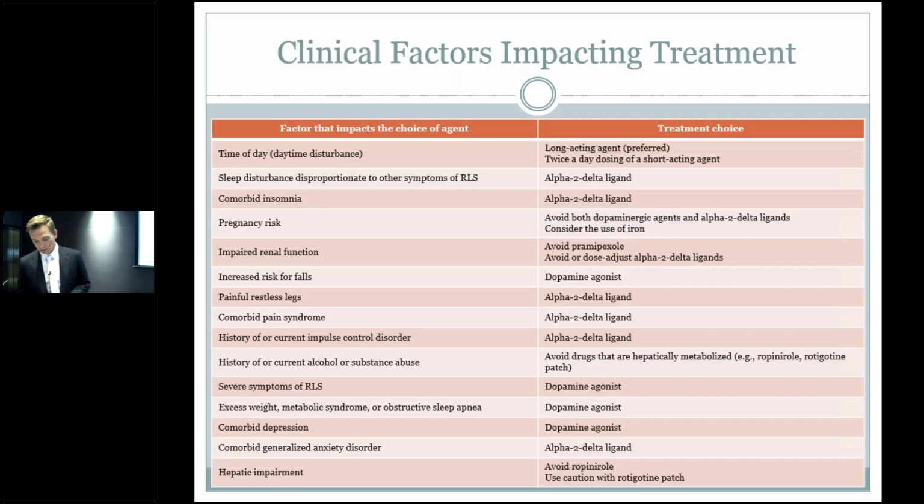So here's a great chart. I hadn't actually used this chart, but it's something I'm going to be looking toward more, trying to figure out what factor impacts what's been going on, and then decide where the treatment option should lie. When this comes down to the comorbid depression down here, and we talk about getting them off of SSRIs that could be making it worse, well, as we talked about, the alpha-2 delta ligands can worsen your depression. And so that first line therapy is probably a dopamine agonist.